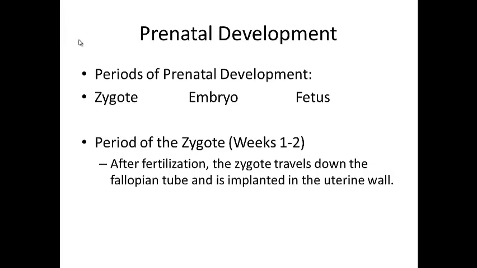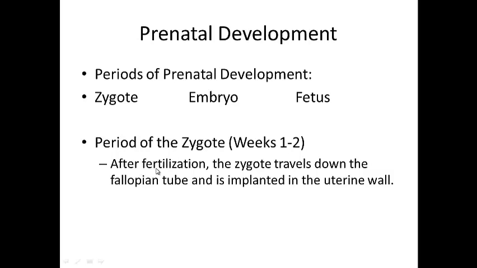So there are three main periods of prenatal development. We can consider the first 2 weeks of prenatal development as the period of the zygote, or period of the egg. Then comes the period of the embryo and the fetal period of the fetus. The first period, the zygote, occurs after fertilization.